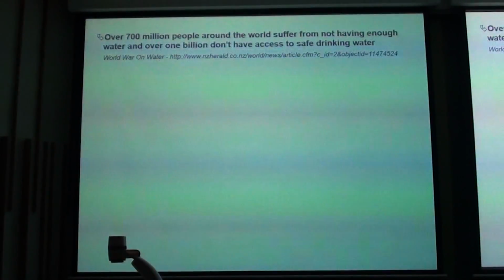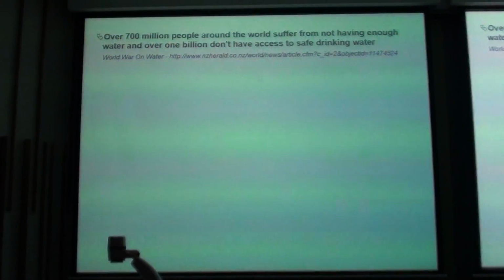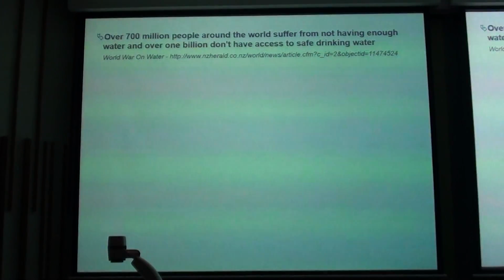That's just a few of the things. There's a whole lot of other things that go on with this as well. Water is quite important, I hope, as you realise. Out there, 1 billion people don't have access to safe drinking water in the world. That's quite a lot of people, potentially getting sick from drinking icky water.